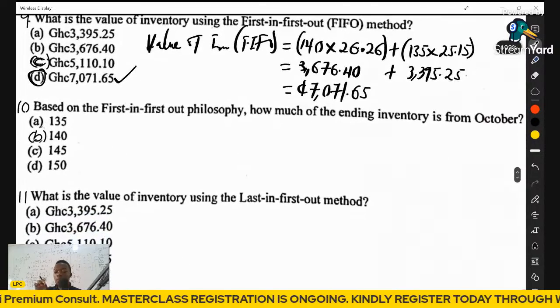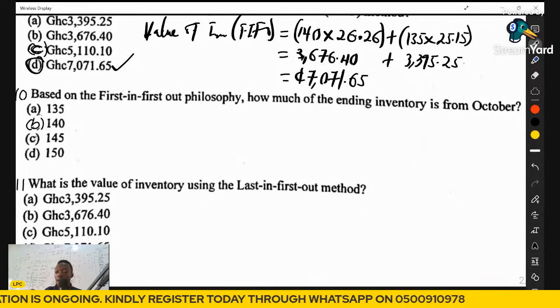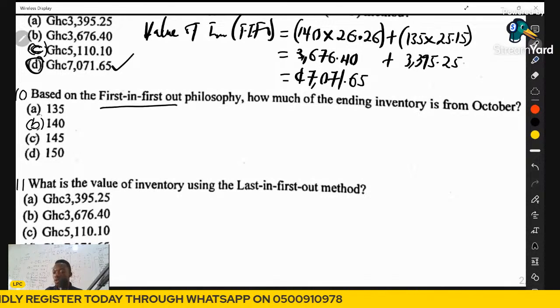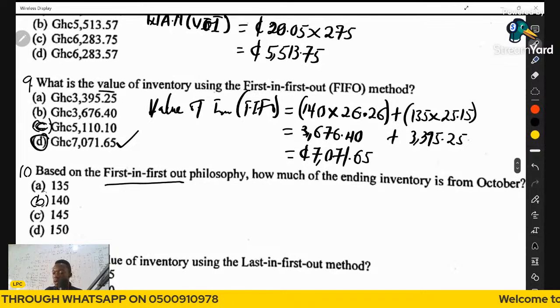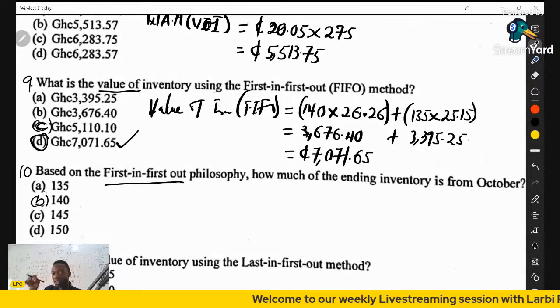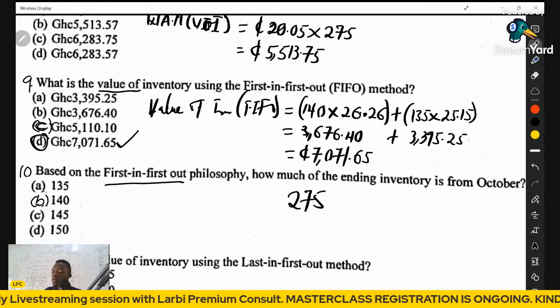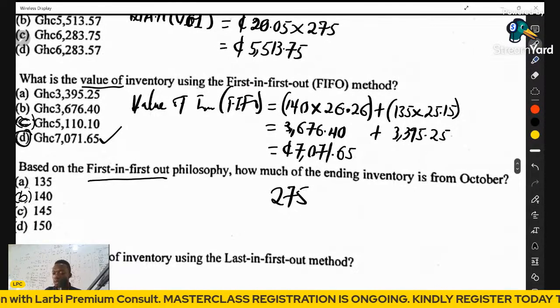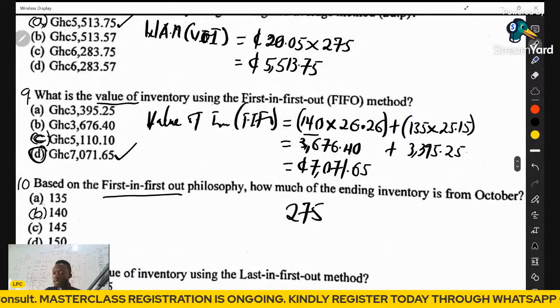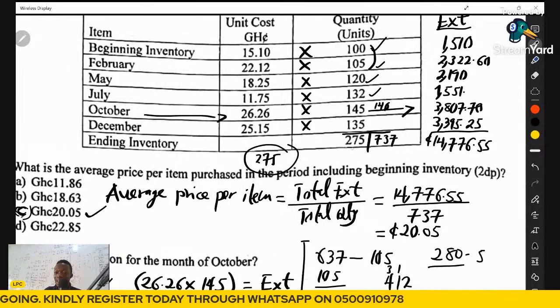Now, question number 10. Based on the first in, first out philosophy, how much of the ending inventory is from October? So we are using first in, first out to compute its value, and we are getting 7,071.65. The question is saying that based on this same philosophy, how much of the ending inventory, for which we were left with 275, is coming from October? We know that is 140, as we indicated here. So 140 of the total of 275, which is the ending inventory, is coming from October.